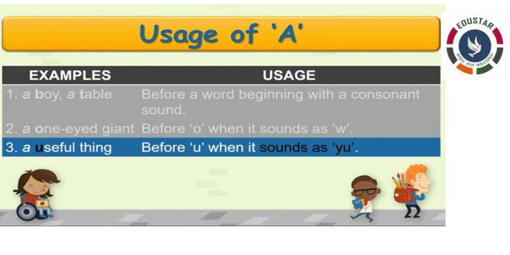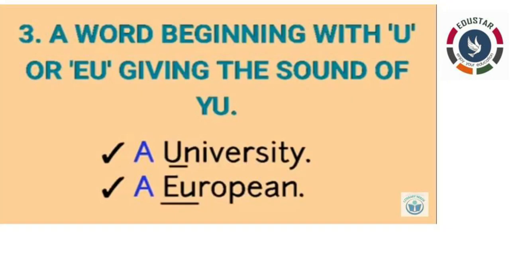Your third example is a useful thing. A is used before U again. Here U is a vowel, right? But it is starting with a consonant sound Y. So, for a word which has a consonant sound, we are going to use a. For example, a university. So, U gives a consonant sound Y. Can you understand that?